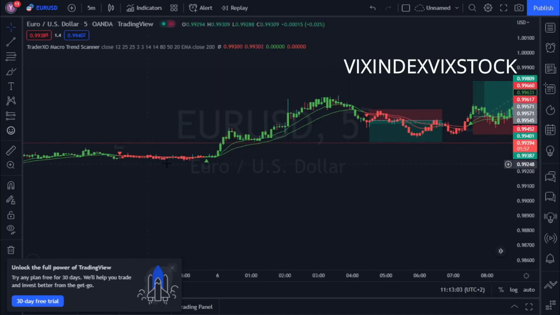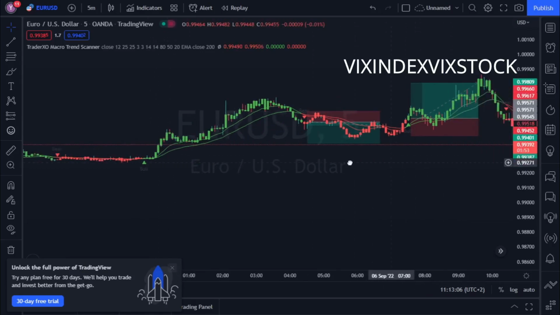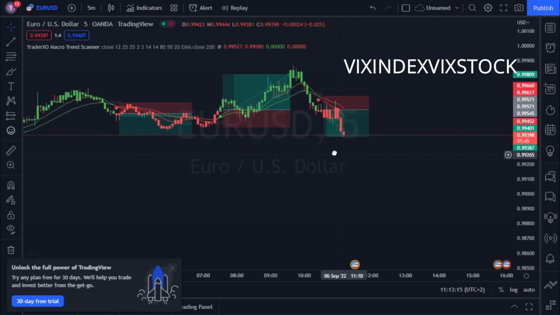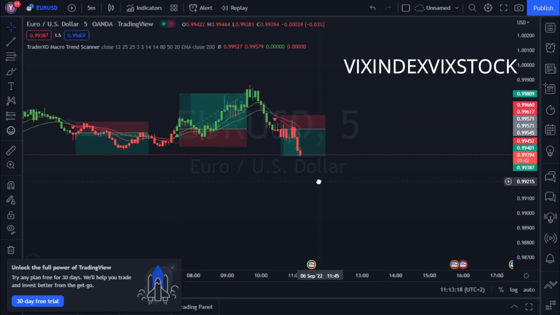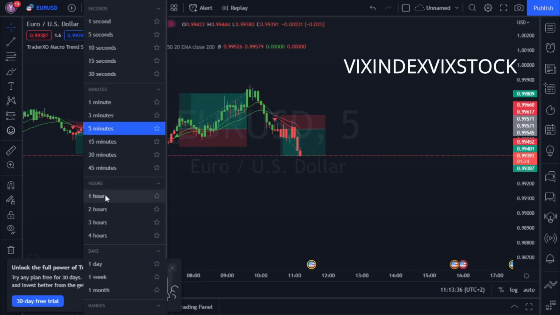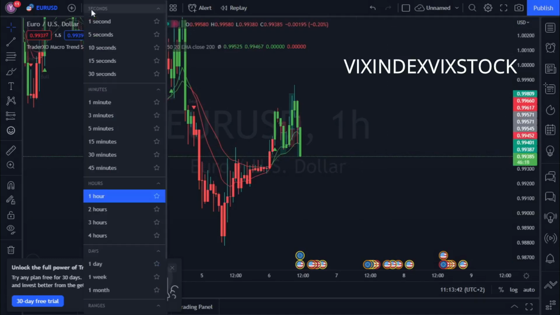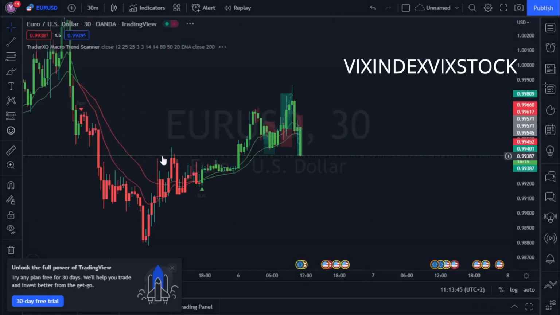Now, how do you avoid these situations of the losses? Of course, you are not going to avoid losses. And here you can see our TP would have been hit. Of course, you are not going to be able to avoid losses in trading. But some steps that you can take to limit the losses is, before you go to the 5 minute or 1 minute time frame, understand what's happening on the 1 hour, or understand what's happening on the 30 minute.